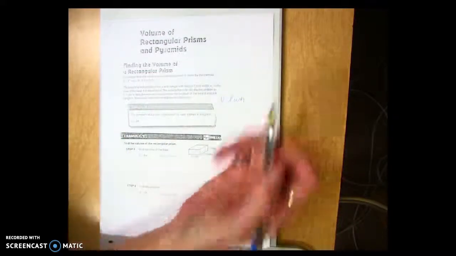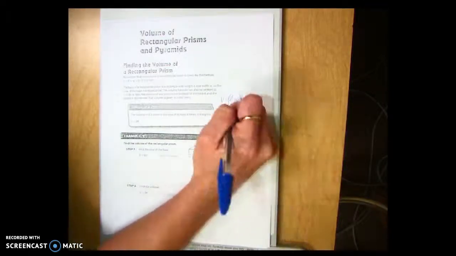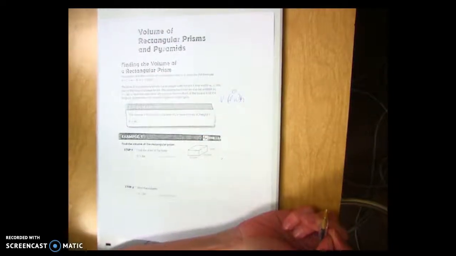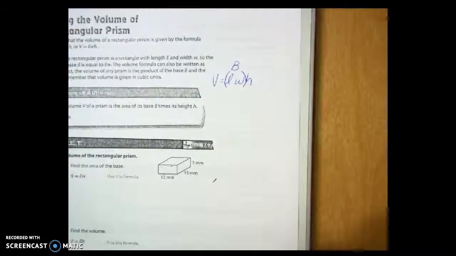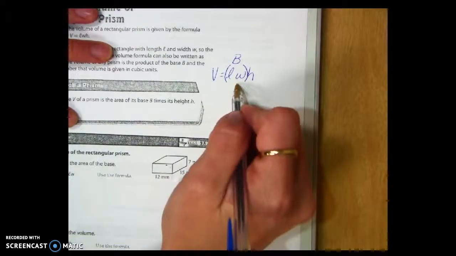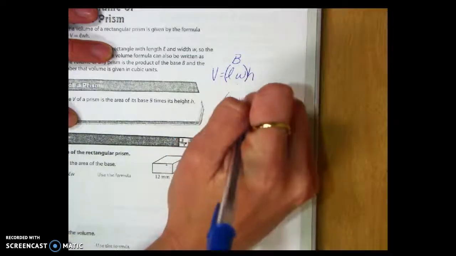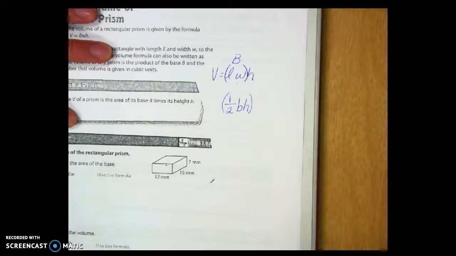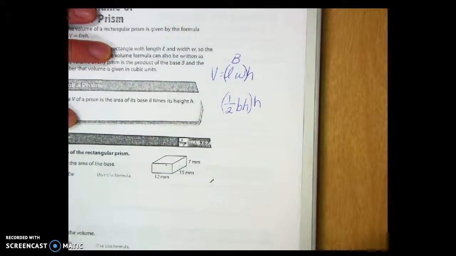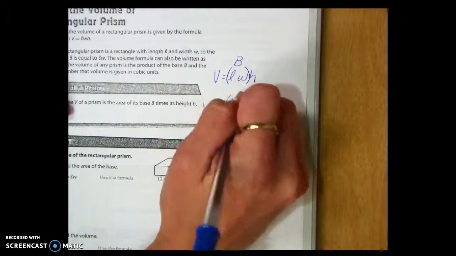So this part right here, length times width on a rectangular prism, is how you would find the area of the base. Okay, but if you have a triangular prism, then the base is not a rectangle. The base is a triangle. So I would have to find 1/2 base times height. That's how I would find the area of the triangle. And then multiply it by however many layers I need, which is my height. So if it's a triangular prism, this would be your formula.